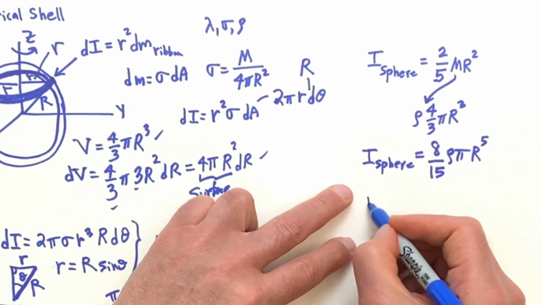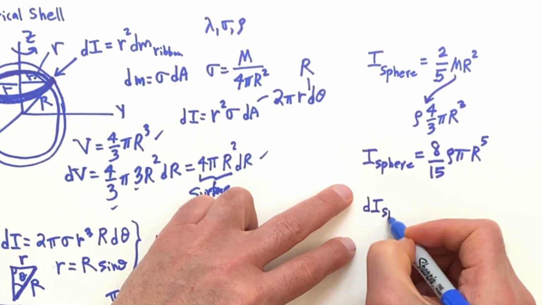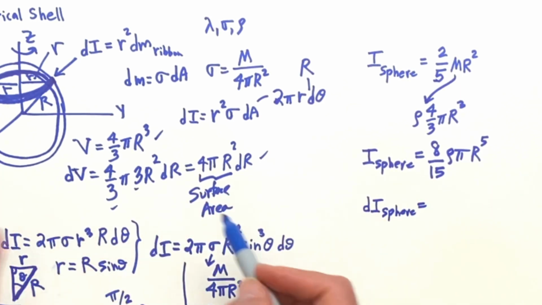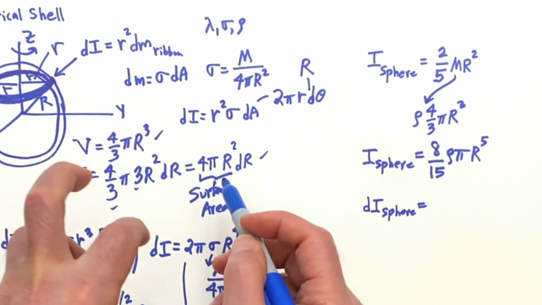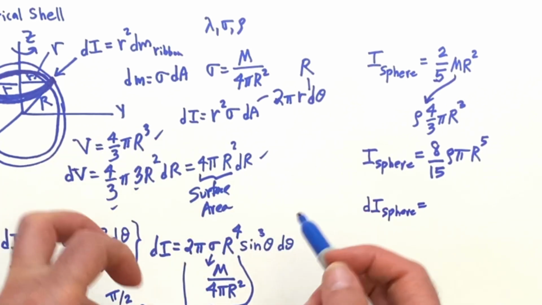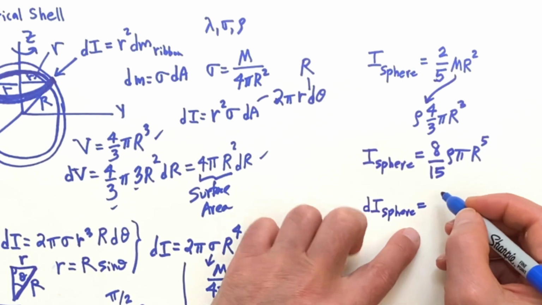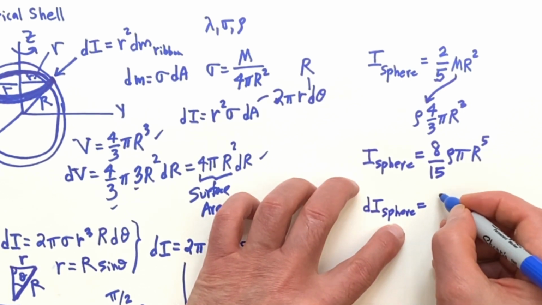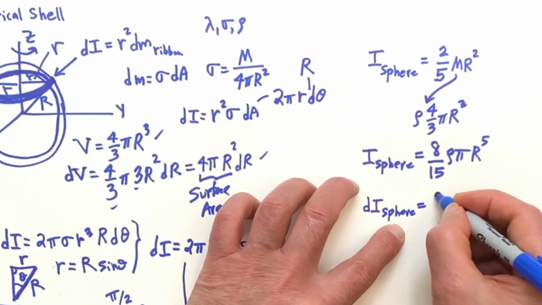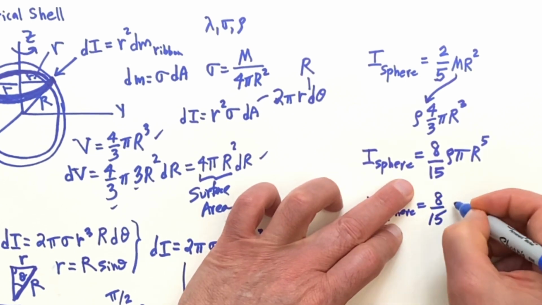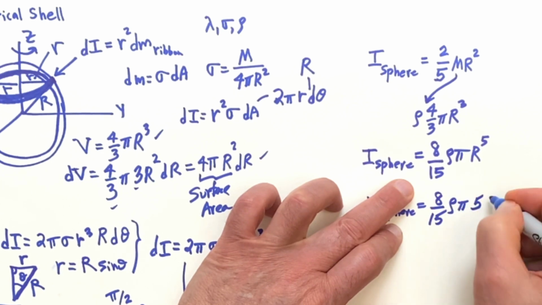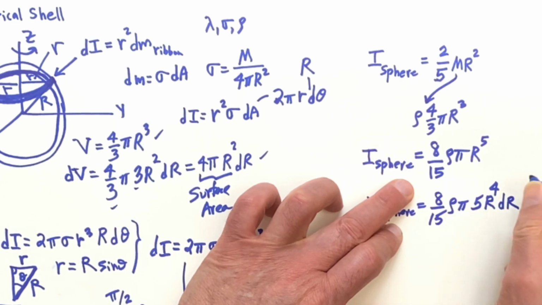Now when we take dI of the sphere, we're going to get something analogous to that shell surface area times a dr. So we're going to wind up getting the shell effect here. Watch this. We have 8/15, rho times pi, and then a 5r to the 4th times dr, taking the differential.